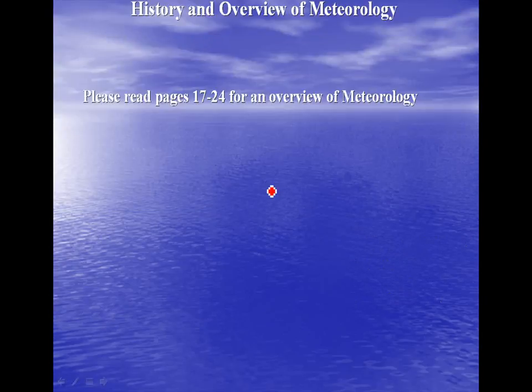As we close out today, there's a very interesting section at the end of this chapter that talks about the history and overview of meteorology. What I'd like you to do is just take a few minutes and read through pages 17 through 24.